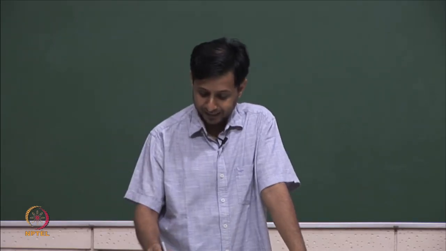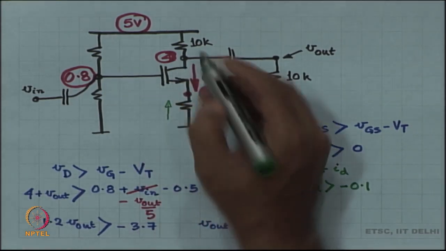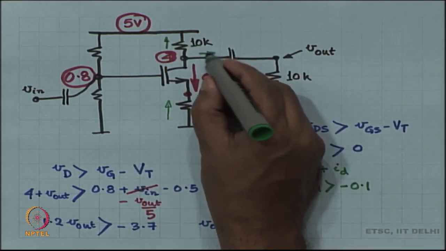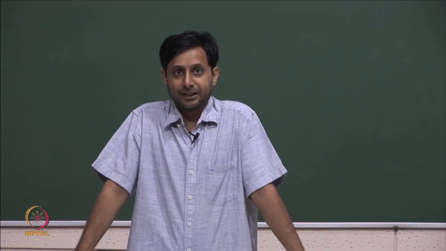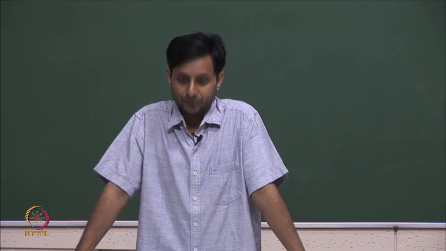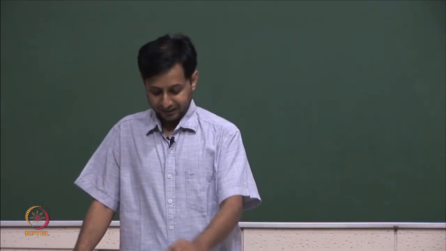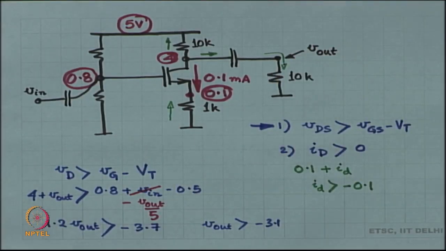Now, where does this 0.1 milliampere go? It is going to go up through the source and then split into 2 equal portions, 0.05 milliampere and 0.05 milliampere. So, 0.05 milliampere is going to drop across the 10K over here, for example. And how much voltage will it create at V out?